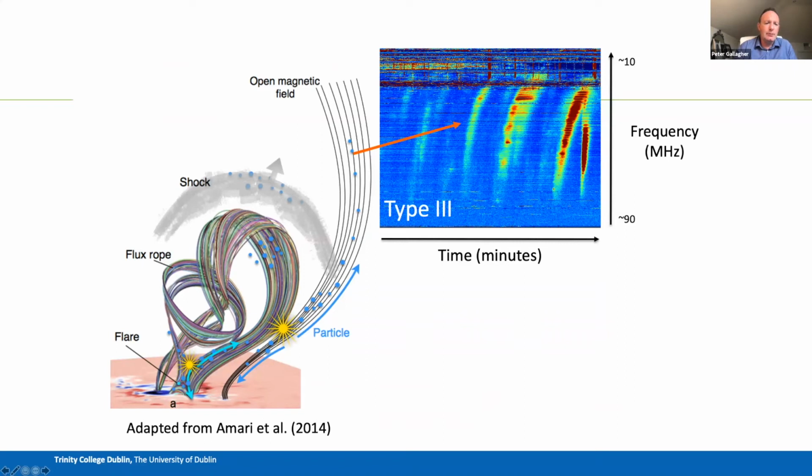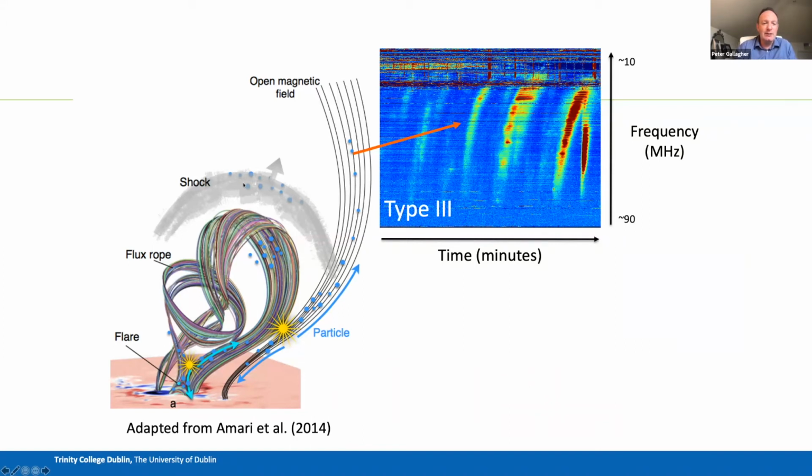Here's an erupting flux rope. This is a paper by Amari in 2014, but it shows an erupting, unwinding magnetic flux rope. But as it moves outwards, the formation of a shock and also the acceleration of particles due to reconnection produce these very rapidly drifting features that you'll see in solar radio. And you'll get to plot some of these during the week.